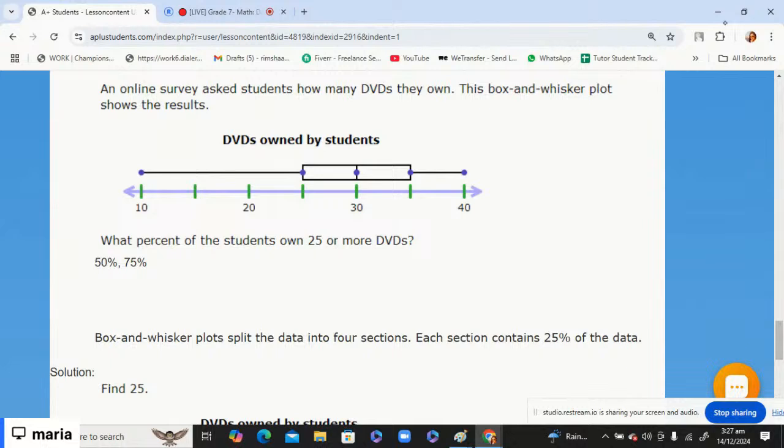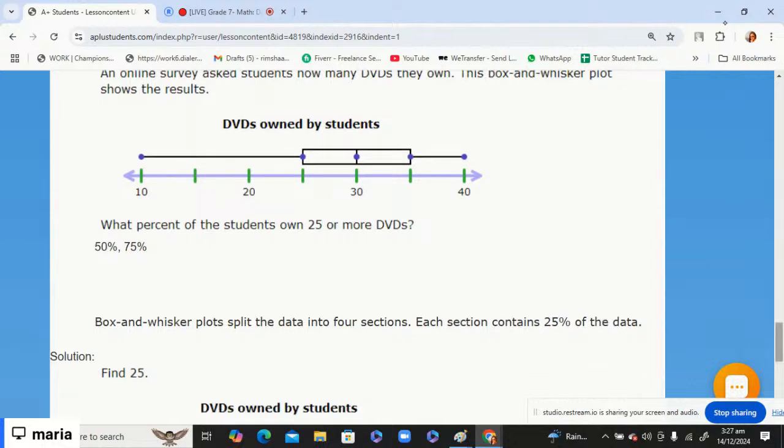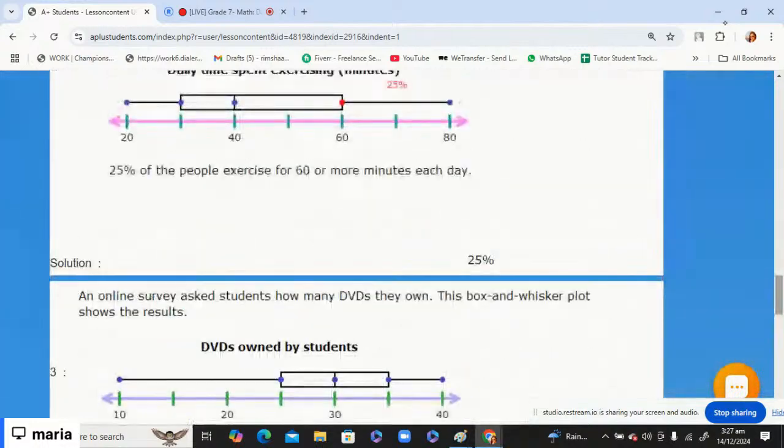These are the sections 25 to 30, 30 to 35, 35 to 40. These sections are involved in it. That's it.